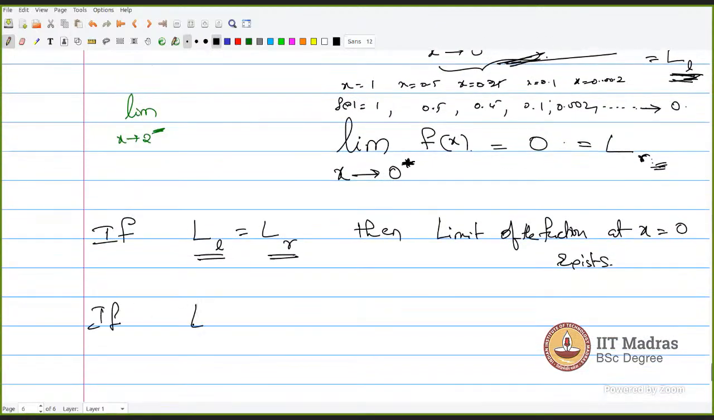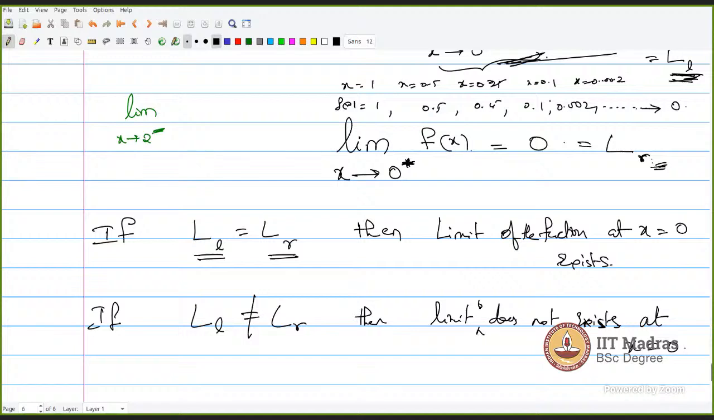And the next thing is, if LL is not equal to LR, limit does not exist. This comes in the case of limit taking x equal to 0. Yes, sir, limit doesn't exist at that particular point, at x equals 0.